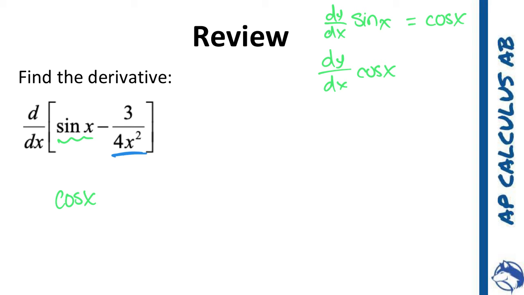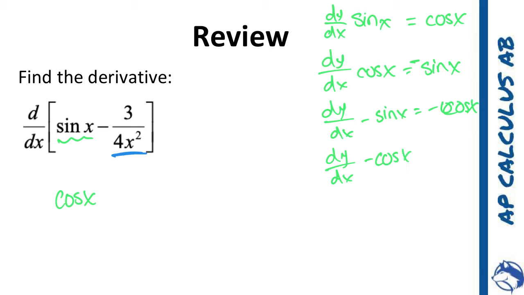The derivative of the cosine of x is the negative sine of x, and you could keep going. If you did the derivative of the negative sine of x, you'd get the negative cosine of x. And then if you did the derivative of the negative cosine of x, you're going to go back to the beginning with sine of x. So that leaves us with cosine of x.